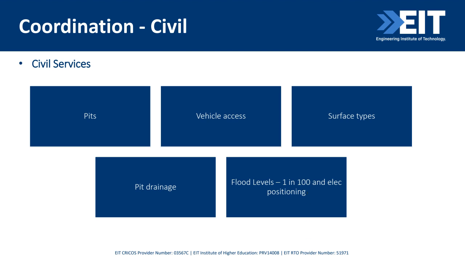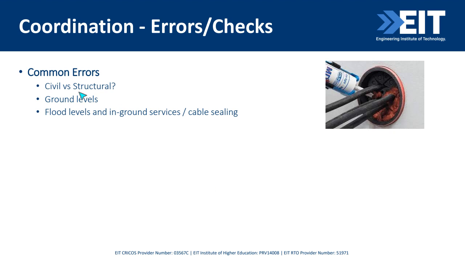So the most common question is, are we talking to the civil engineer or the structural engineer? Some things do cross over, such as concrete plinths, slabs, pit designs, bunding, trenches. So we need to make sure that we're talking to the right person. We also want to look at our ground levels. There's nothing worse than a pit that's sitting halfway on a slope, in and out of the ground. And checking things like flood levels and in-ground services. So maybe we need to make sure we've got really good sealing on our cabling because it's running through a potential flood zone at that depth. And we'd only know that by talking to our civil engineers.